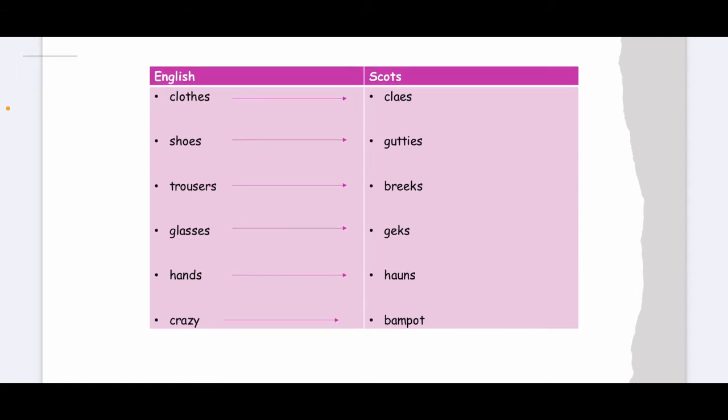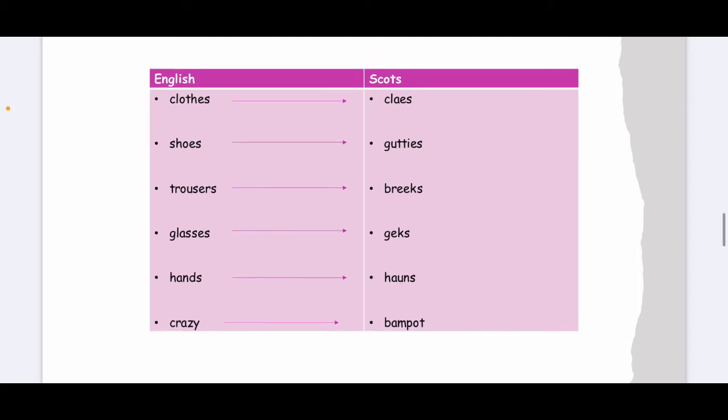Clothes is clays, shoes means gutties, trousers is breeks, glasses is gecks, hands is hons, and crazy is a bampot. If you're a crazy person, you're a bit of a bampot. So remember, these words are here on the video, but you also have a large word bank with you in your learning packs from last week that will help you add even more Scots vocabulary to your sentences.